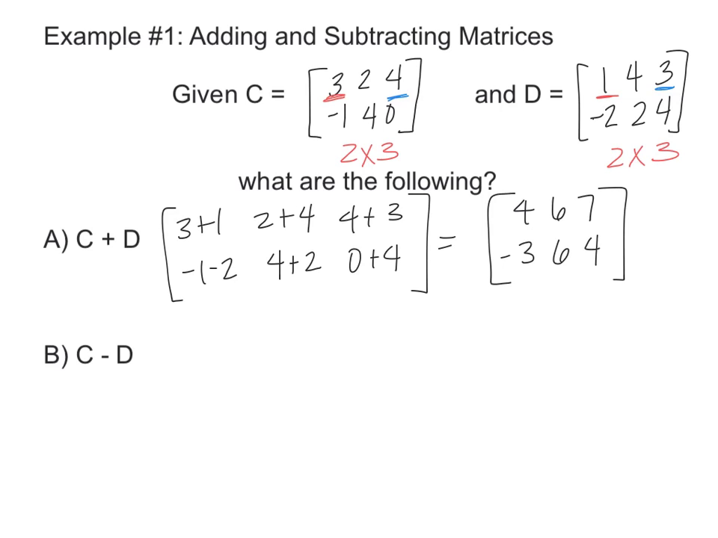For addition. Now to subtract those matrices, and I'll do this mentally, we need to go through and take every element from C and subtract it from D. So 3 minus 1 is 2. 2 minus 4 is negative 2. 4 minus 3 is 1. The next row, negative 1 minus a negative 2, that one's worth writing. Negative 1 minus negative 2, remember that's a double negative, so that makes a positive. So that's really 1. 4 minus 2 is 2, and 0 minus 4 is negative 4.